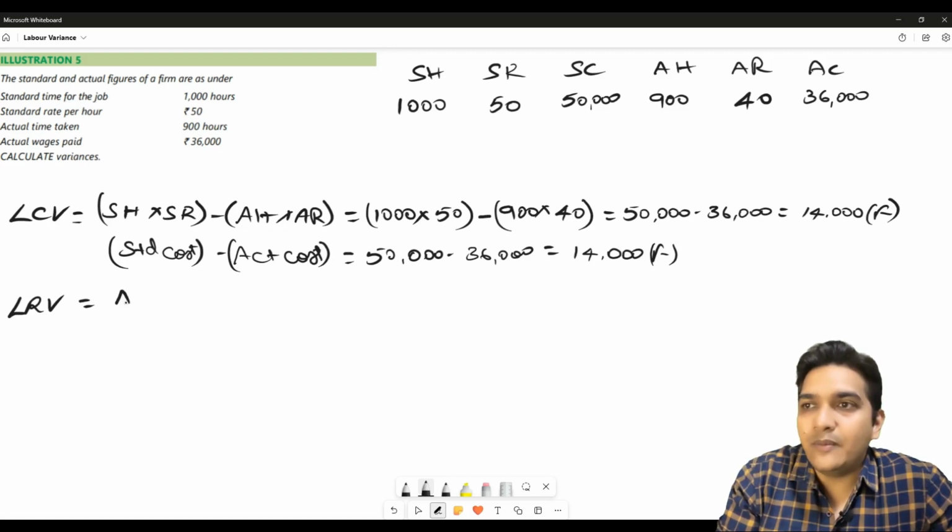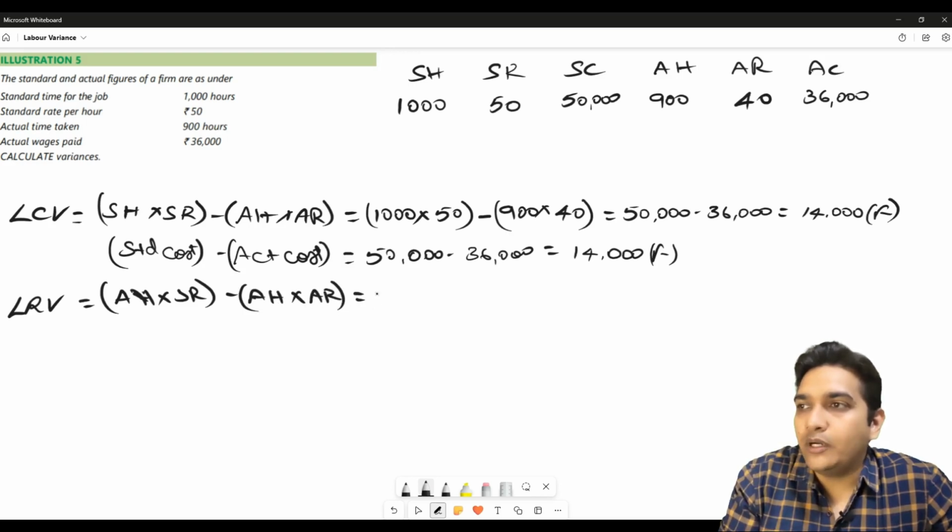How do we calculate the rate variance? Rate variance will be actual hours into standard rate, or standard rate into actual hours, minus actual hours into actual rate, which is equal to, what is my actual hours? 900 into standard rate is 50, minus what is my actual hours? 900 into actual rate, 40.